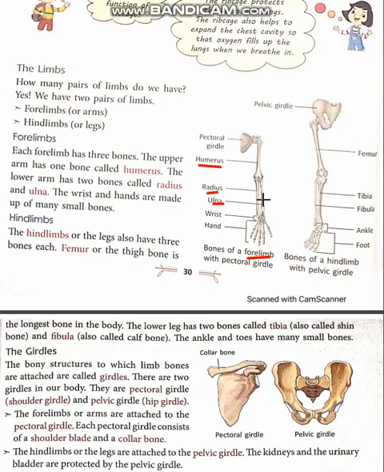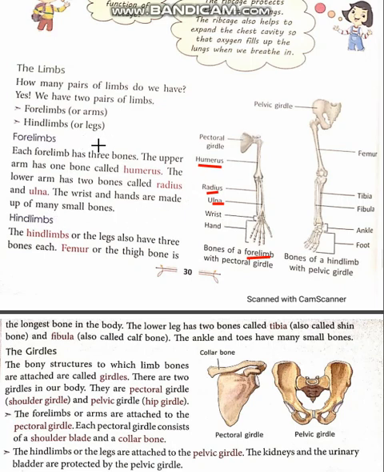Then after the radius and ulna, the wrist is there. After the wrist, your hand starts, and this consists of many small bones. Okay, it is also written here: humerus, then radius, ulna, and then the wrist and hand are made up of many small bones. Now this is all about the forelimb.